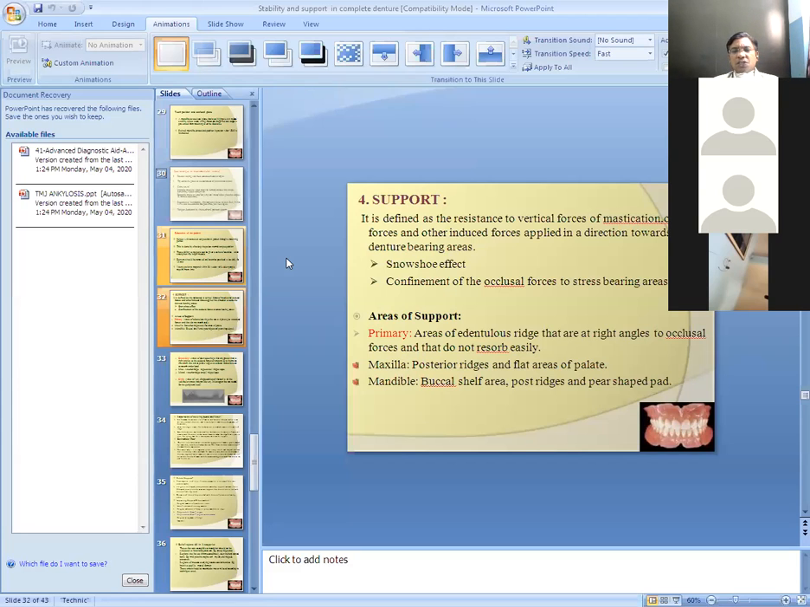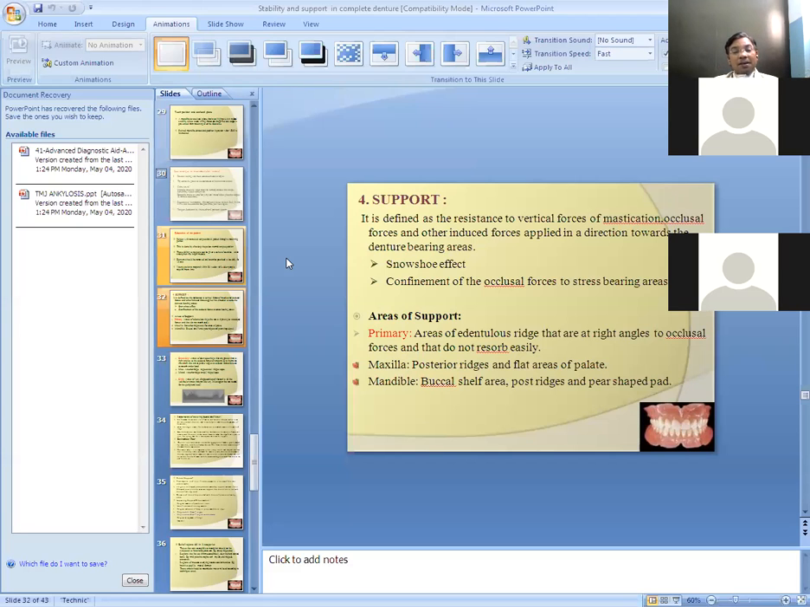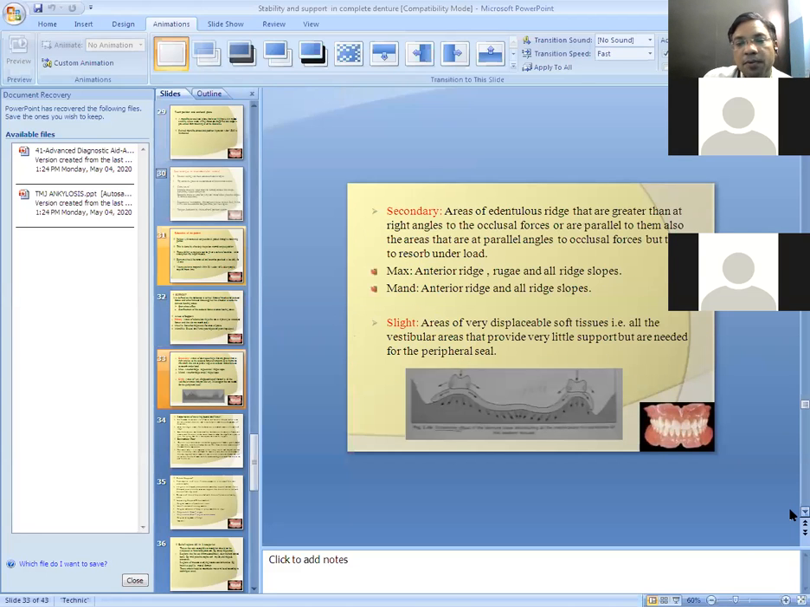In the maxillary arch, the primary stress bearing or support area is the horizontal plate of the hard palate. And in the mandible, the buccal sulci area is the primary support area. Again, the secondary stress support area is the rugae area in the maxilla, and in the mandible, the edentulous arch and pear-shaped retromolar pad are the secondary stress bearing or support area. So that is the supporting area of our maxillary and mandibular denture.